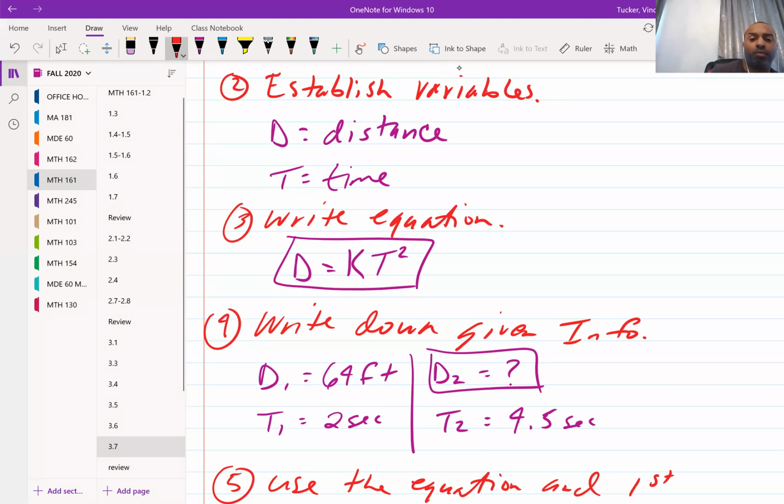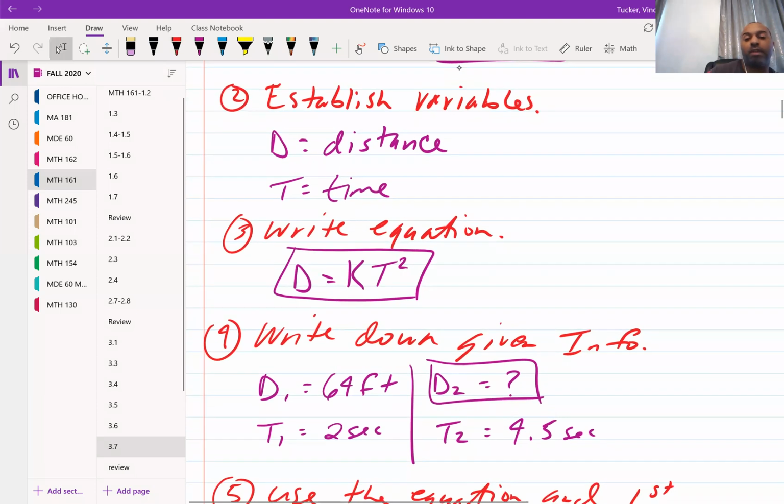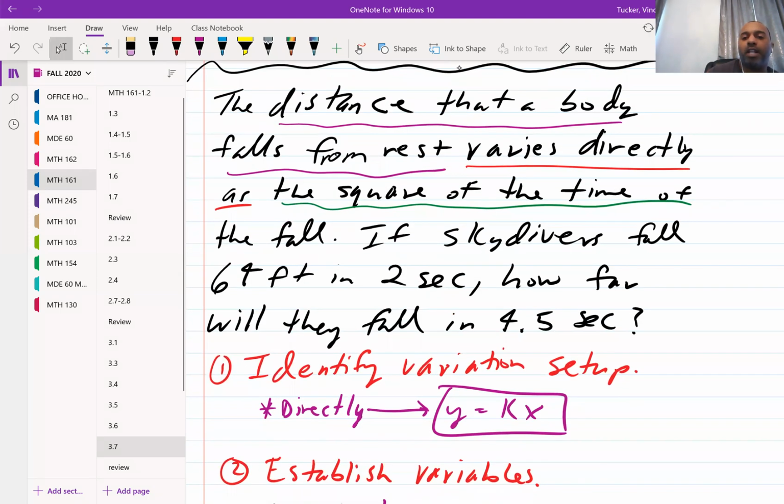And once again, those numbers came from the problem. If you go back, skydivers fall 64 feet in 2 seconds. So that's where I got 64 and 2. Then how far is the fall when they fall in 4.5 seconds? So that's where I got those numbers from.